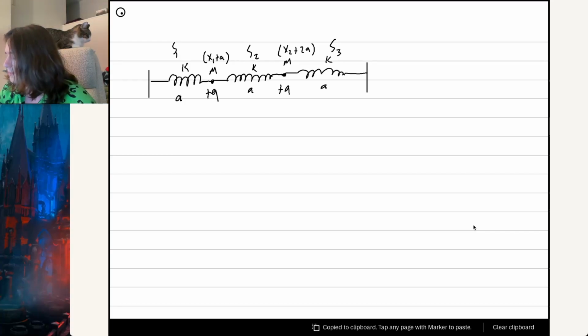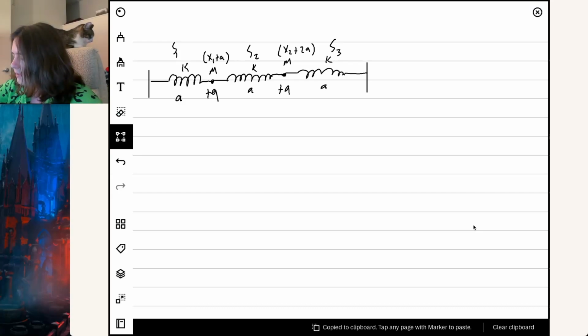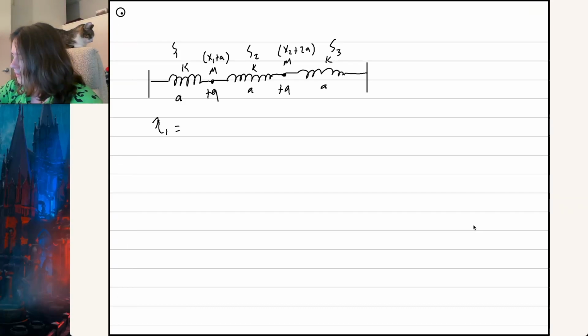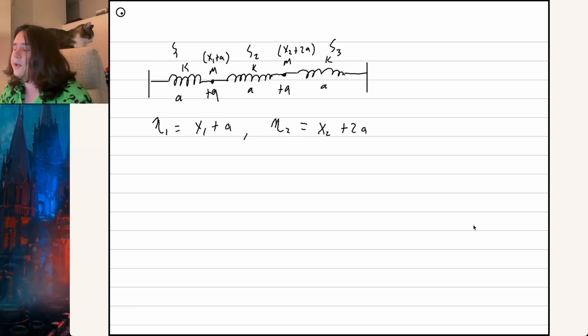For the purposes of the problem, I have defined the position of the first mass, eta 1, is equal to x1 plus a, and the position of the second mass as x2 plus 2a. That way we can get some nice cancellation in our potential terms. And then going from left to right, I've called the springs S1, S2, and S3.